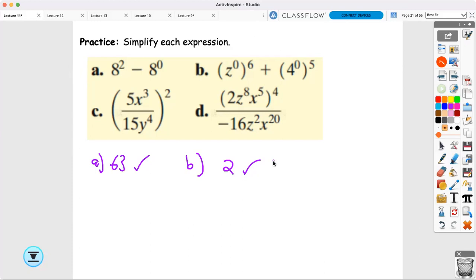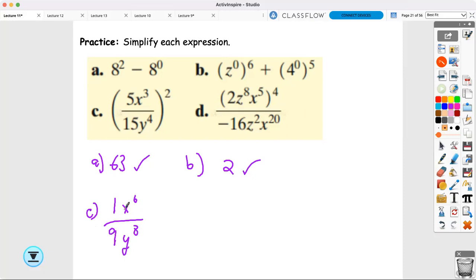Okay, look at you guys. Because 5 squared is 25, right? Then we multiply 3 and 2 is 6. So we get 25x to the 6 over 15 squared, which I believe is 225, which reduces to 25 over 225, so 1/9. And then y to the 8th. You guys are on point. Excellent, guys. I'm so proud.